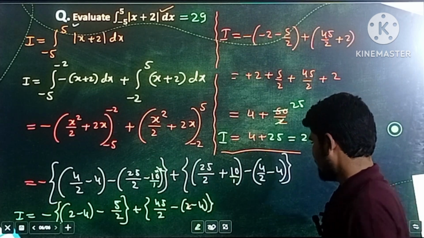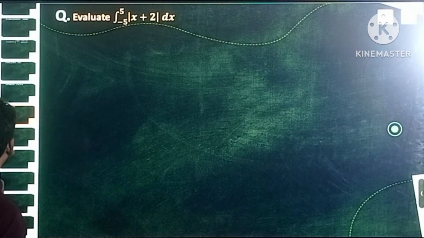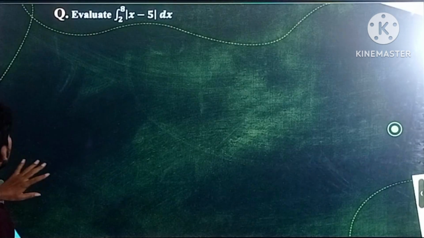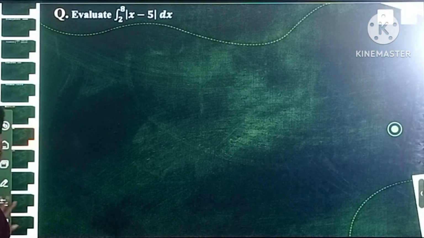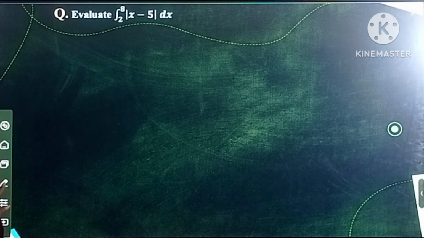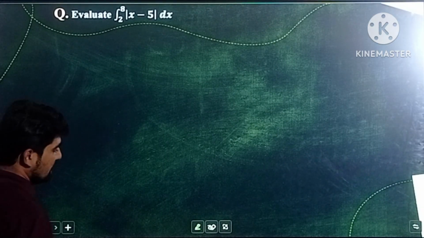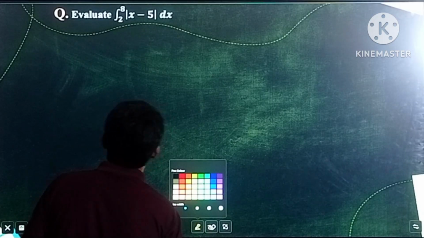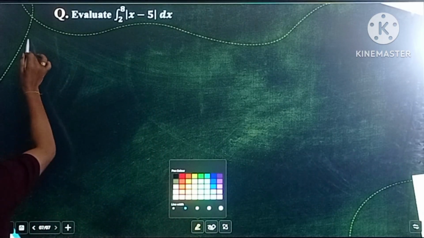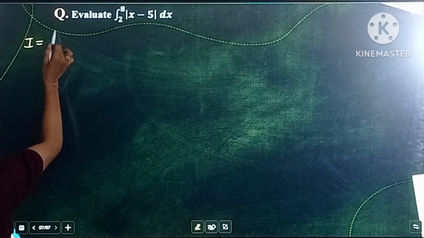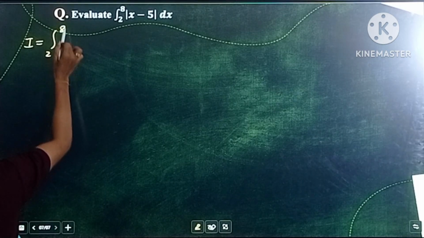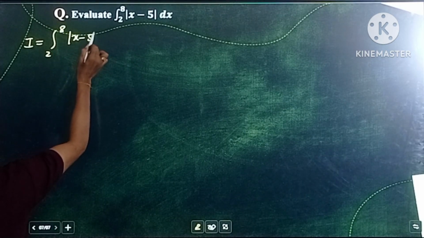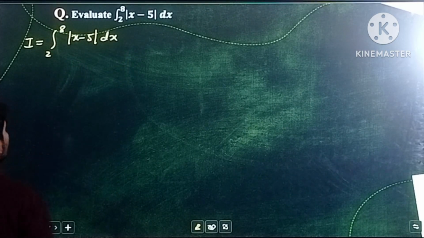Now let us consider the second question, and the question is evaluate integration from 2 to 8 modulus of x minus 5 dx. So here firstly I am going to consider this integration problem as I, and what is I? Integration from 2 to 8 modulus of x minus 5 dx.